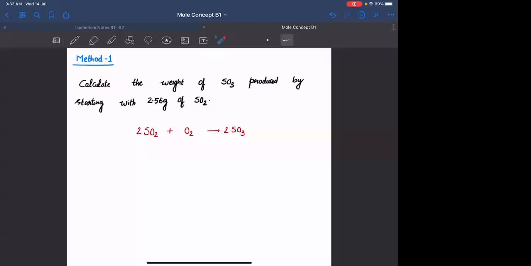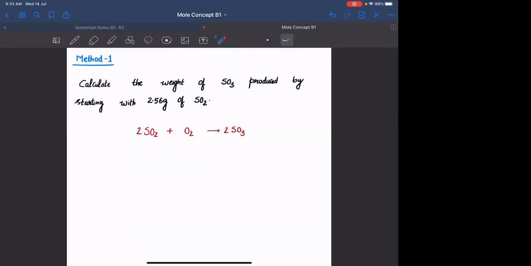In the question, did they mention anything about oxygen? No. They are mentioning only about the SO2 taken. They are not mentioning anything about O2. If they are not mentioning anything, we need to take exactly required amount of O2, or you can take excess amount of O2. Okay, or else जितना लगेगा O2 in order to convert 2.56 grams उतना available है हमारे पास. No need to worry about the amount of O2 taken. Is that clear? Yes. Okay.